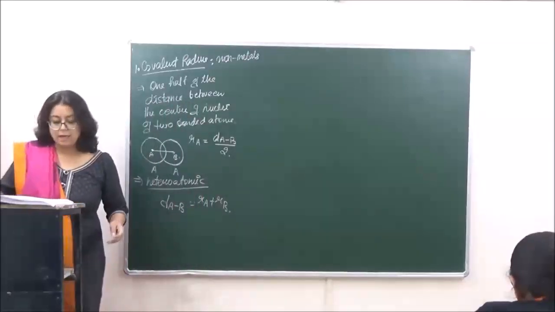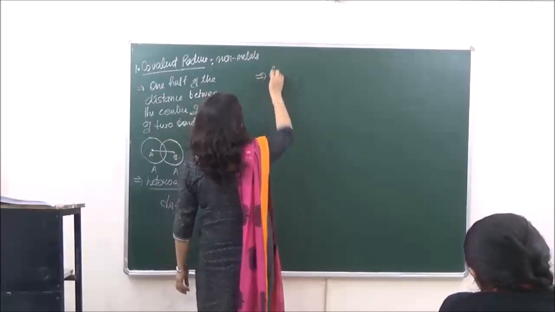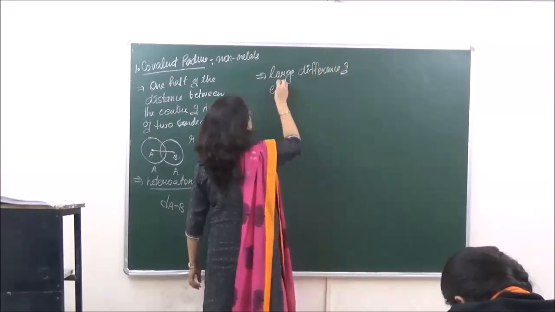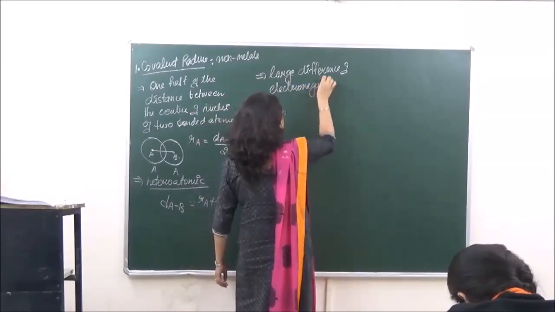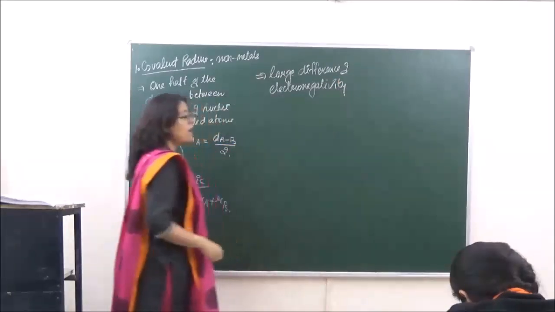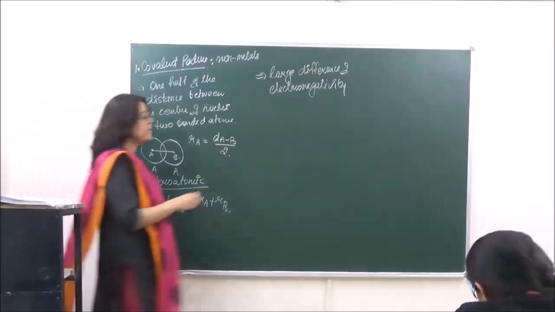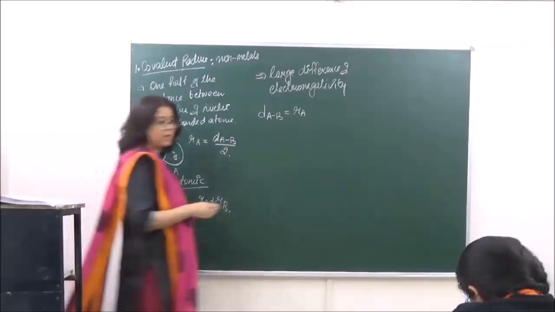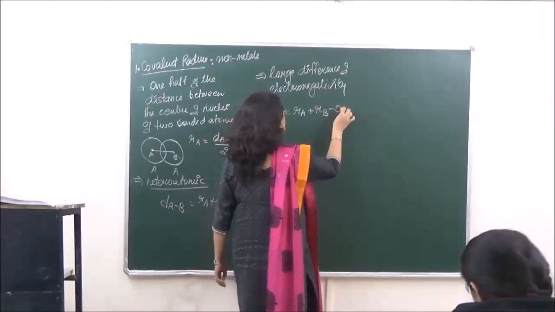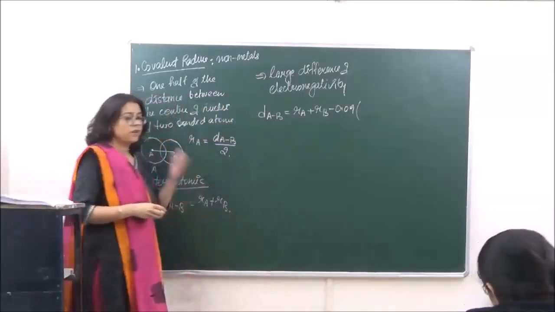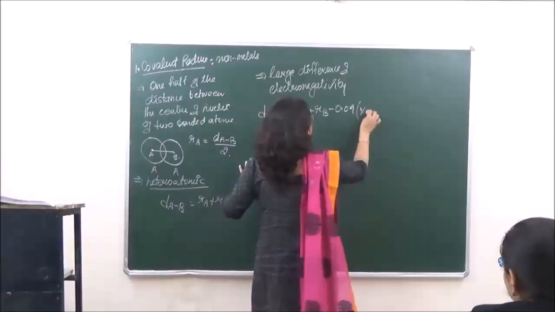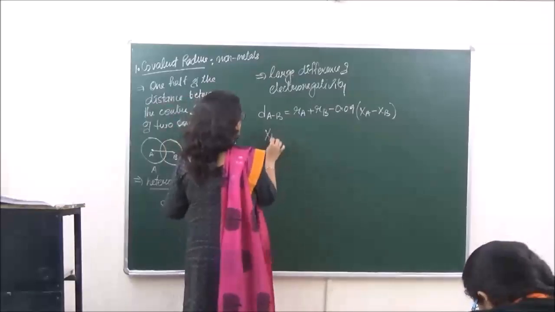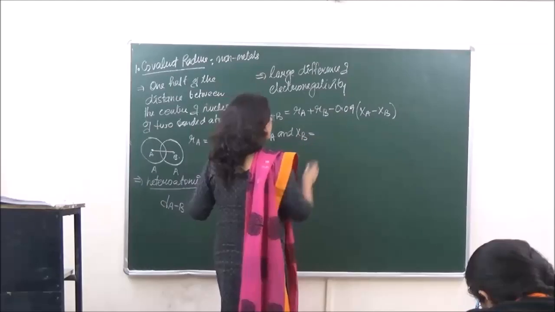so we are saying that if there is large difference of electronegativity between the two atoms, then the distance DAB is equal to RA plus RB minus 0.09, this is a constant figure, 0.09 into XA minus XB, okay, where XA and XB are electronegativities of elements A and B.